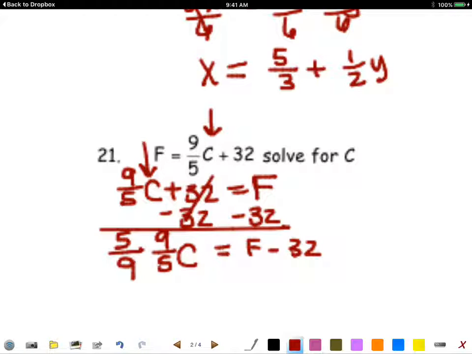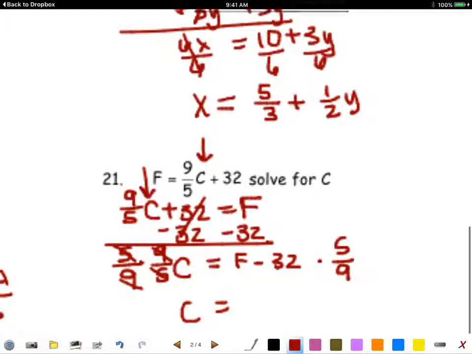What do you think we should do? How do I write it? Okay, so like this, right? I guess I'm more concerned with what you're going to do in the next step. So this is all going to cancel, and you're going to have C equals. But I'm wondering, are you thinking we're just going to write F minus 32 times 5/9 like this? No. Okay, good, because we're not. So what are we going to do?